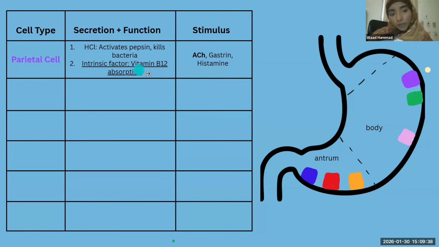And then we also have intrinsic factor, which is also secreted by parietal cells, and that is also very important, and it helps in vitamin B12 absorption. Memorize this like your life depends on it: intrinsic factor for vitamin B12 absorption, because it's a very common question that they like to ask. And then for the stimulus, for what causes the parietal cells to release hydrochloric acid and intrinsic factor, it's ACH, gastrin, and histamine.